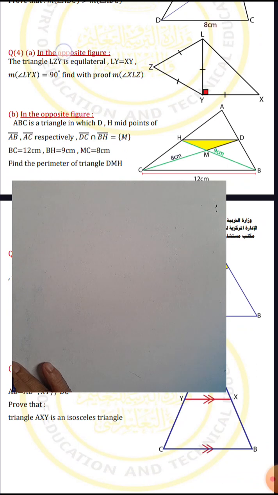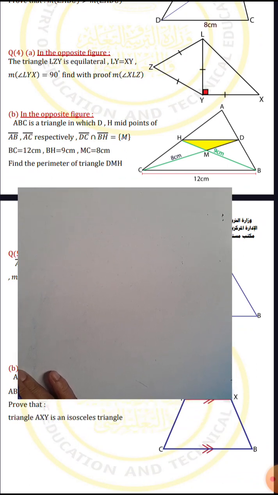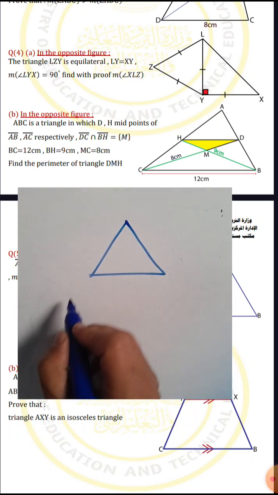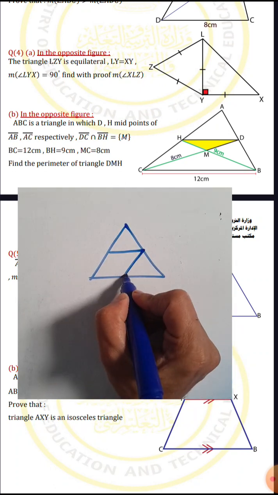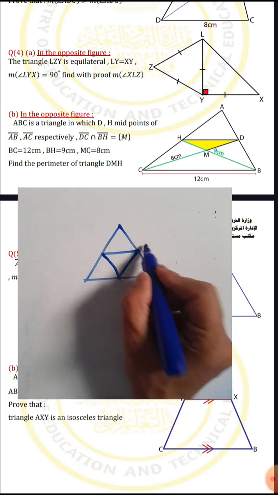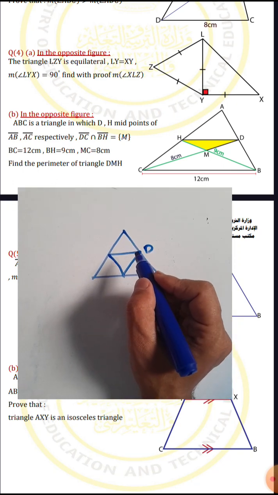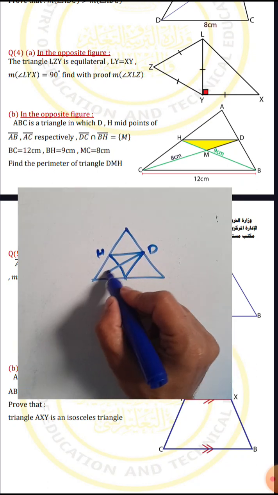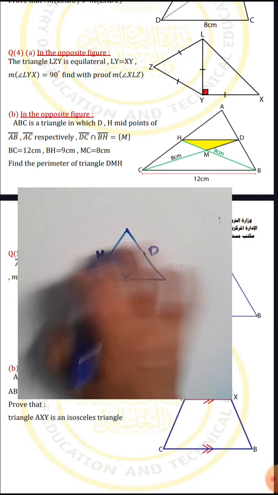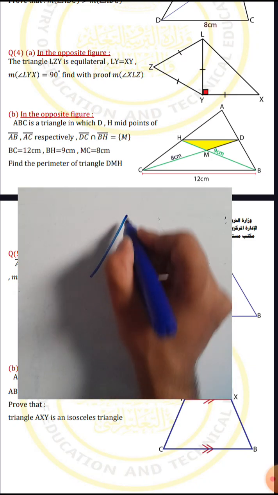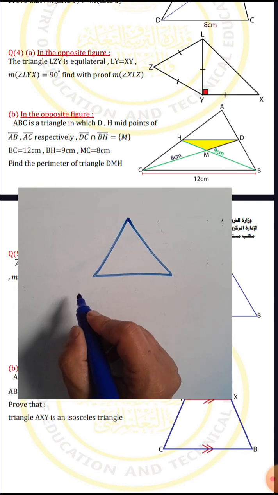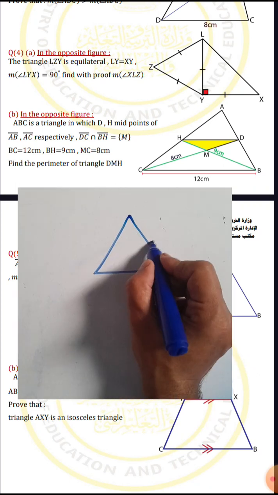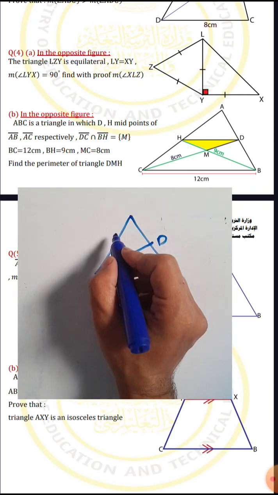Next example. We have here a triangle and its opposite D and H. We have this triangle, and H is a midpoint. Okay, we have midpoints here, D and H.